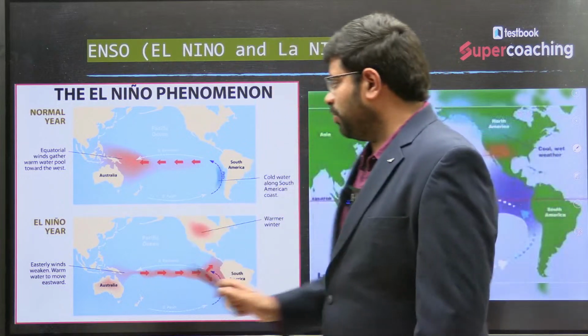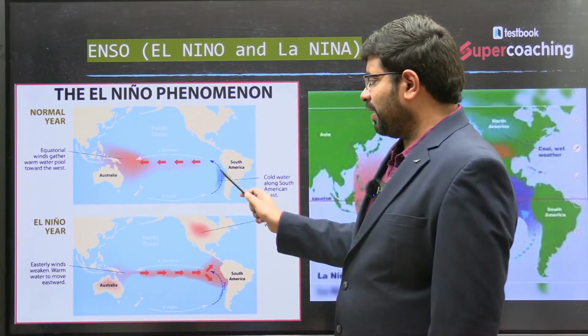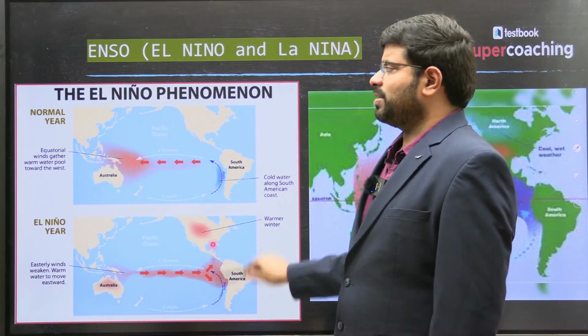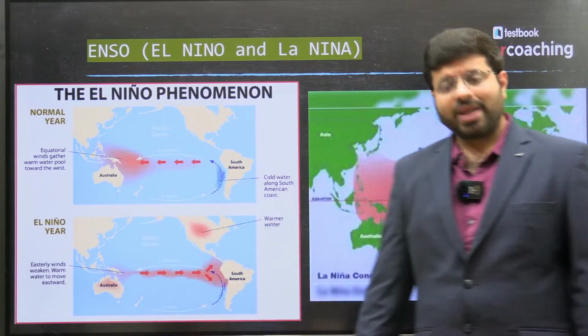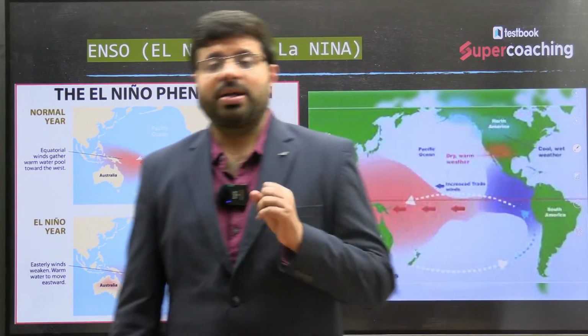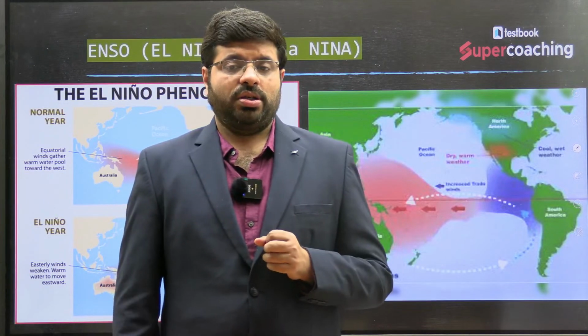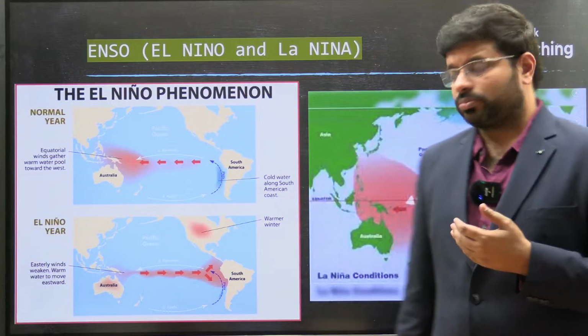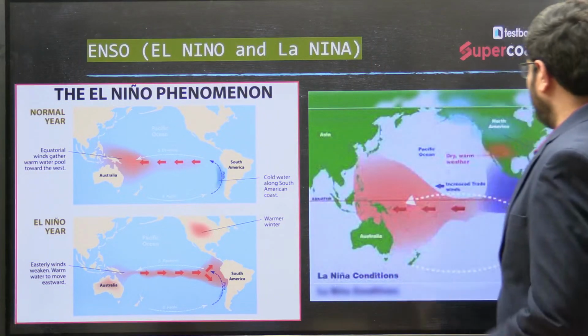But in El Nino, you will not find that kind of thing; unusually it becomes warmer. That unusual warmer thing is what we call El Nino, and that has a cascading impact on climate across the world. This is the thing. So let us understand and decode the event of El Nino in detail.